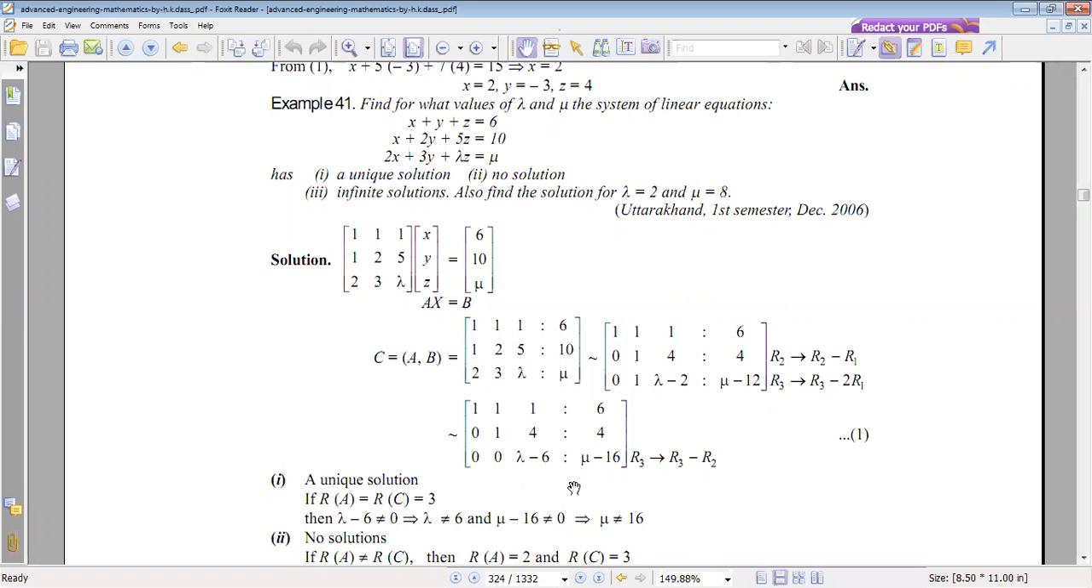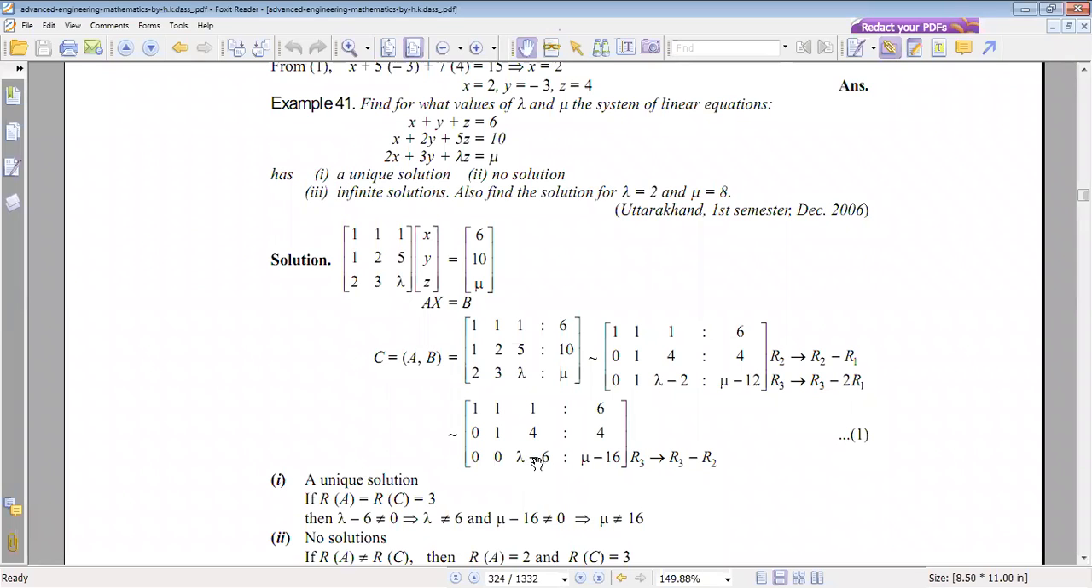Clear? Now, my point is, if lambda minus 6 is not equal to 0, then you get lambda not equal to 6. That means this third row is already non-zero. When lambda minus 6 is not equal to 0, the third row is already non-zero. So there is no problem whether mu minus 16 is 0 or not. Can you get my point?